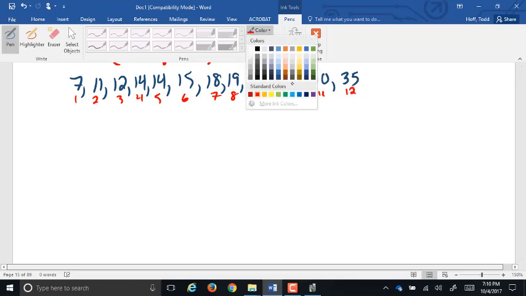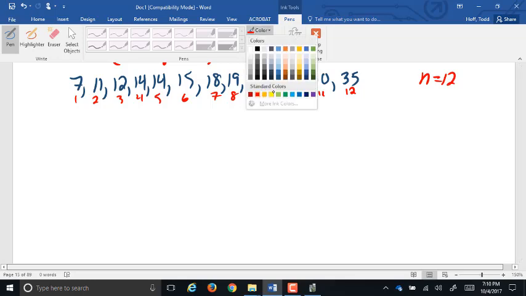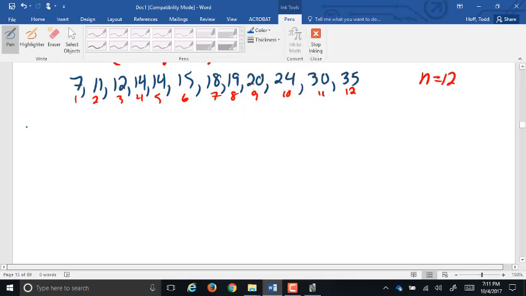That'll work. We got 12 sets. So n here equals 12. We have 12 numbers in our data set. So quartile 1, affectionately abbreviated Q1. 0.25 times n of 12 is 3.